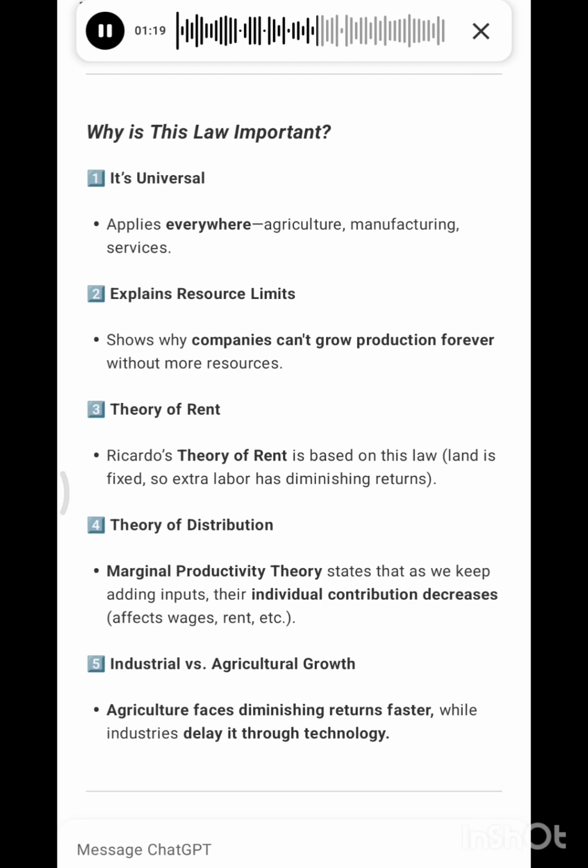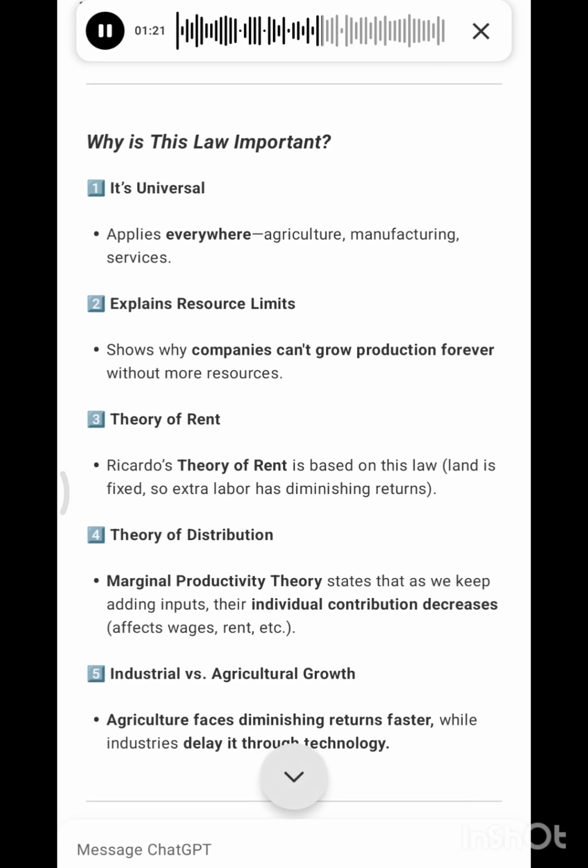Why is this law important? 1. It's universal, applies everywhere: agriculture, manufacturing, services. 2. Explains resource limits, shows why companies can't grow production forever without more resources. 3. Theory of rent. Ricardo's theory of rent is based on this law. Land is fixed, so extra labor has diminishing returns.